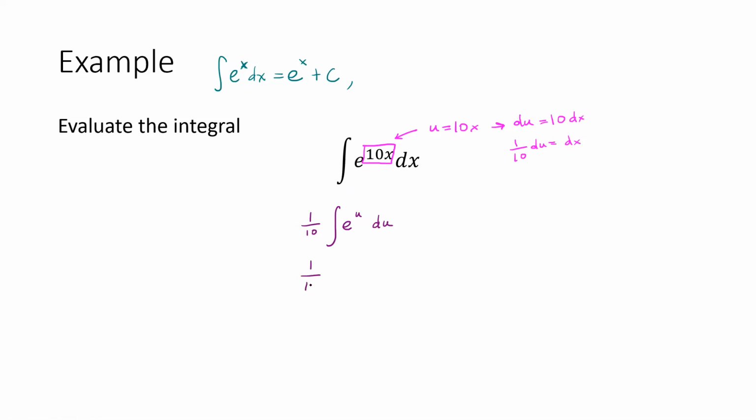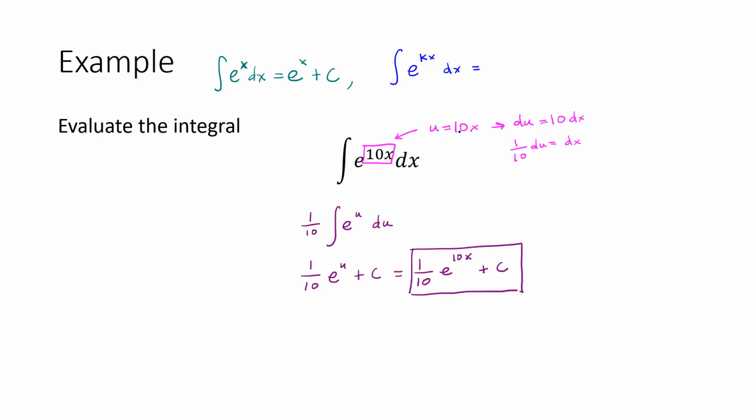So it'll be 1 over 10 e to the u plus c. And then putting the u back in, u is 10x. So this is just 1 over 10 e to the 10x plus c, which we can perhaps even generalize this a little bit more. If I have an integral of the form e to, say, kx, where k is any constant.